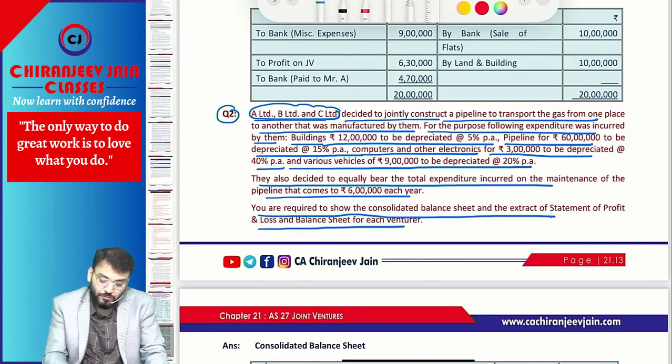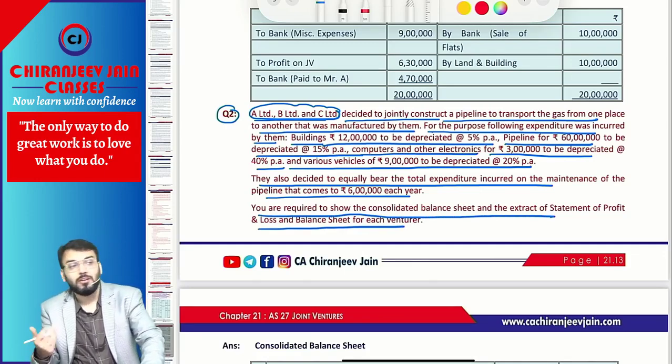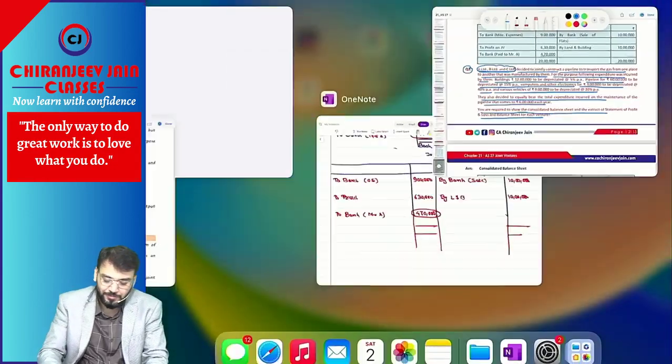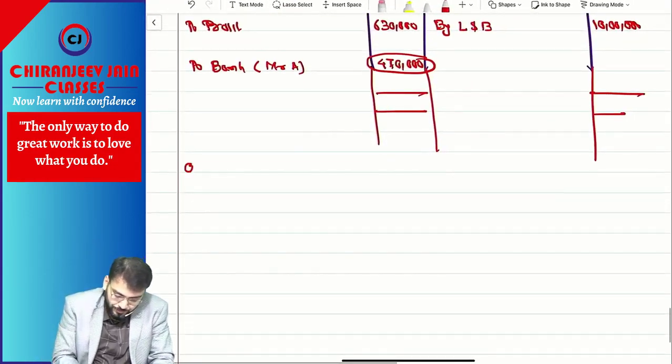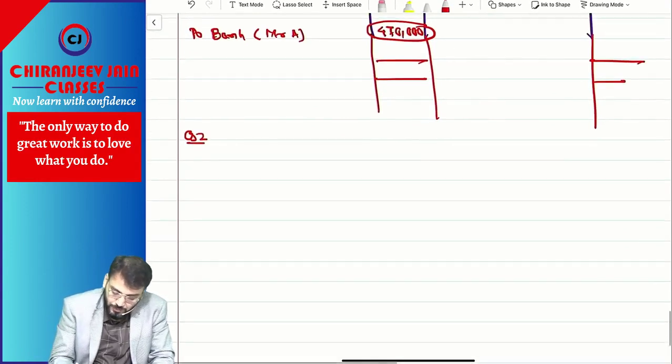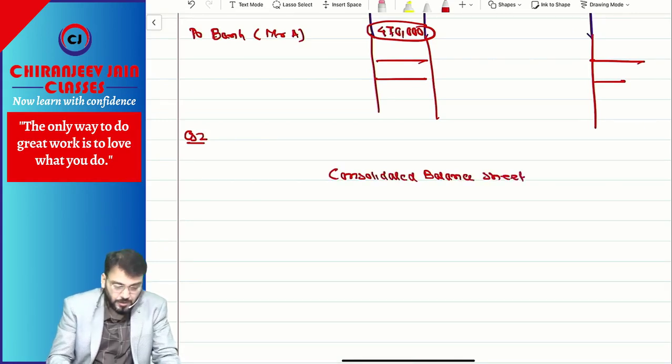You are required to show the consolidated balance sheet and the extract of SOPL and balance sheet for each venture. Once again they ask for the consolidated balance sheet, so we'll prepare the consolidated balance sheet. Can we prepare? Yes, sir. So come to question number 2. First we'll prepare the consolidated balance sheet.